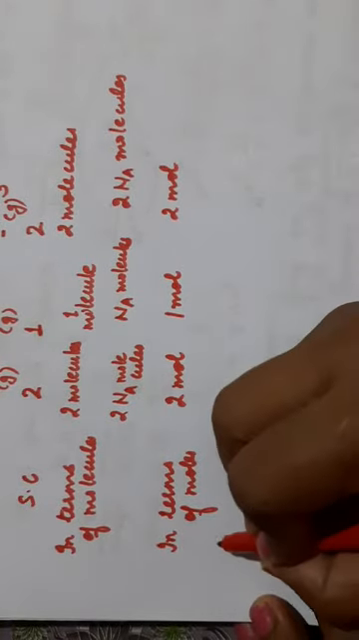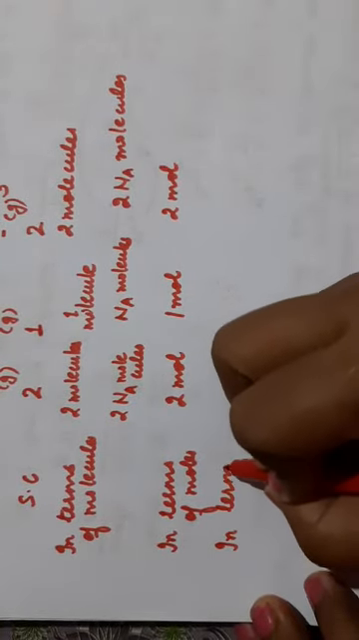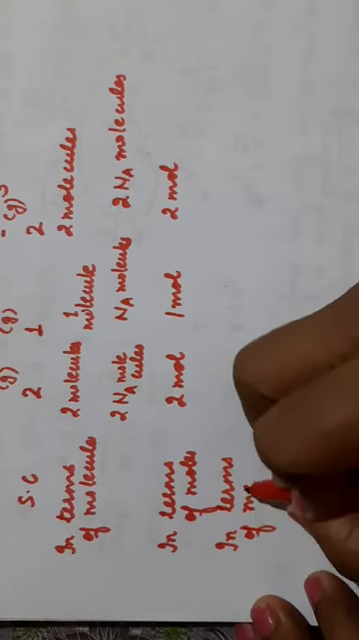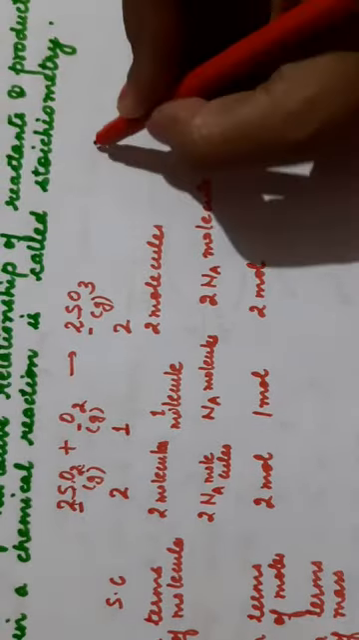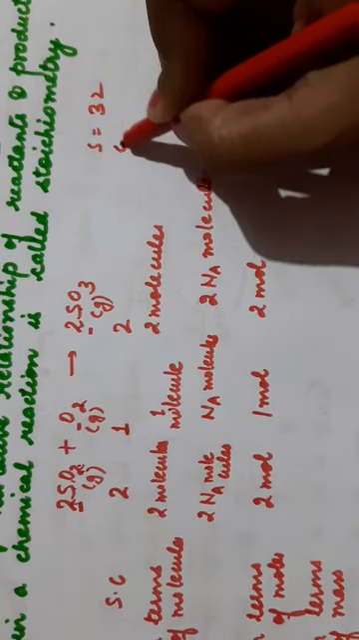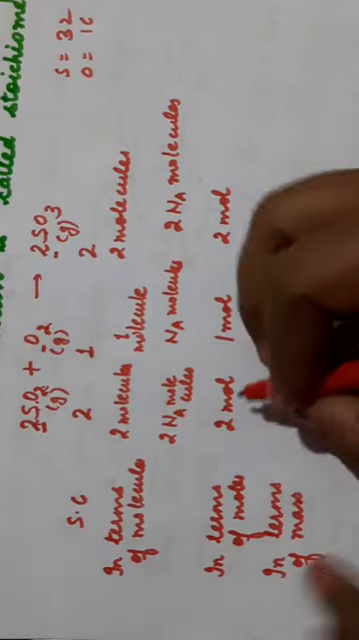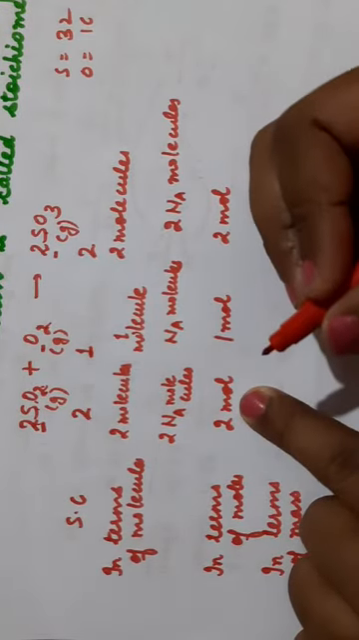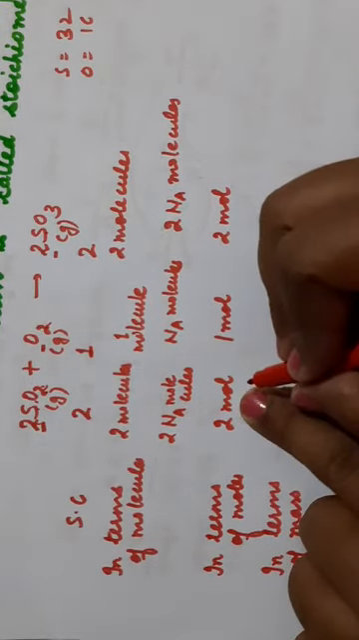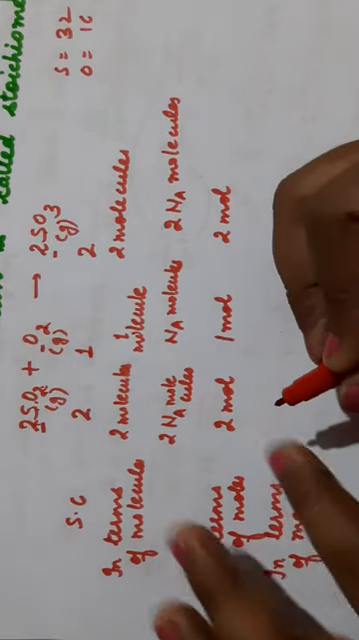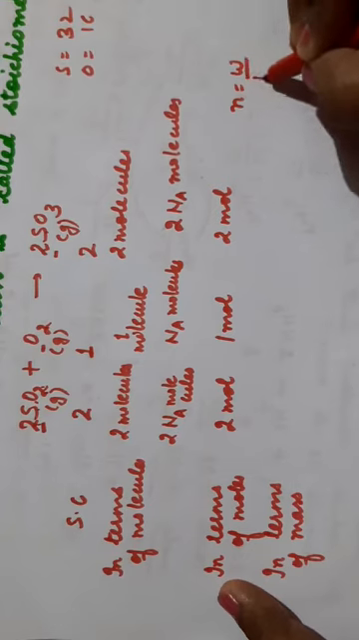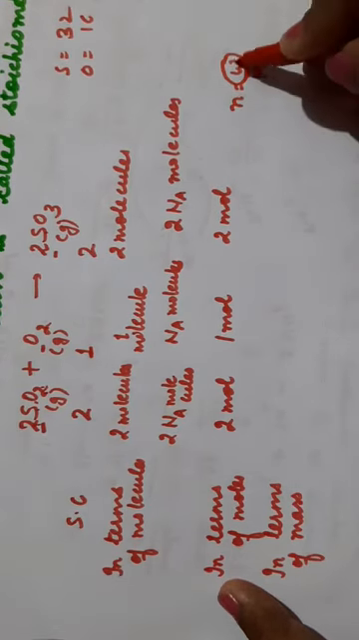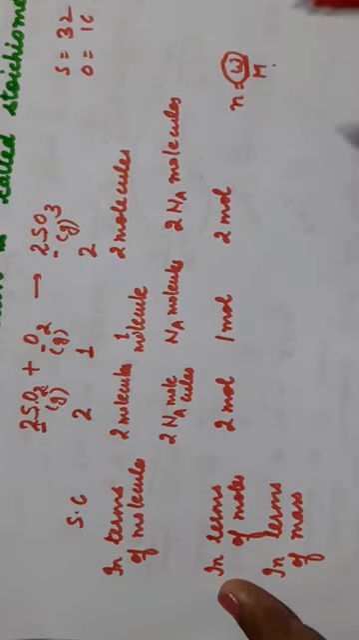Now the third relation, in terms of mass. Now what is the atomic mass of sulfur? It is 32, oxygen 16, and we will find out the mass of this. So mole is equal to mass upon molar mass. Clear? So number of moles is equal to mass upon molar mass. So to write the relation in terms of mass, we will multiply moles by its molar mass.